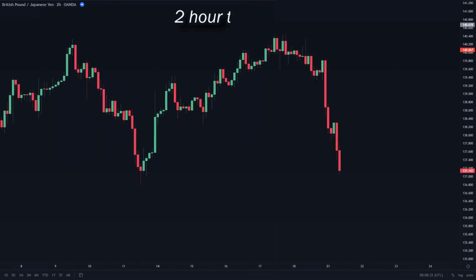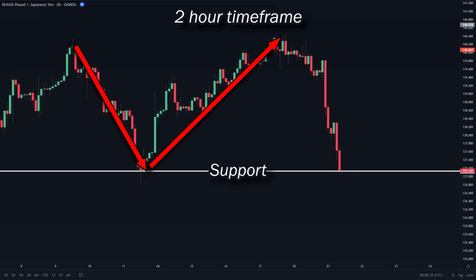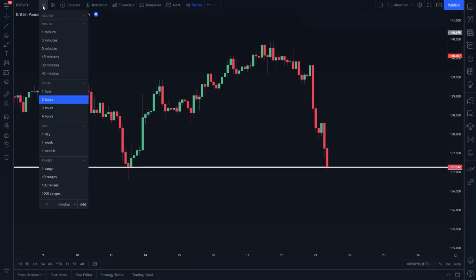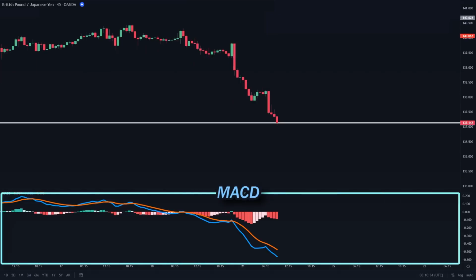So here's the pound yen on the 2-hour time frame, and over to the left, we can see that prices went down, hit and reverses upwards, making this a key support level. Now, as prices went back to this level again, we want to confirm that there's actual upwards momentum as price touches this area. So again, you want to zoom in 2 time frames below and apply the MACD indicator.